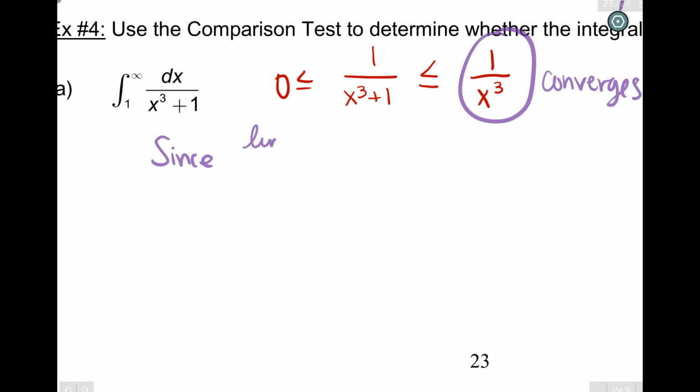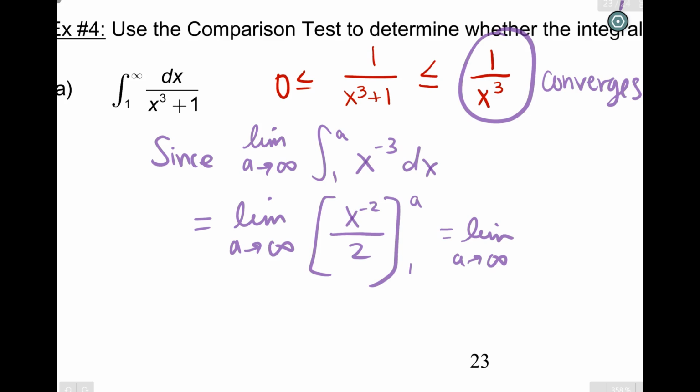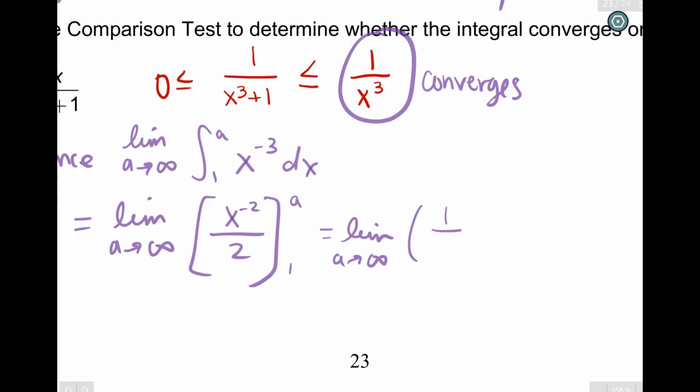So the limit as a approaches infinity of the integral from 1 to a, Danielle, you're fully correct, of x to the negative 3 dx. Since that's equal to the limit as a approaches infinity of x to the negative second over negative 2. This is just you justifying that that's true. It's exactly what Danielle said, like how it goes to infinity. This is equal to the limit as a approaches infinity of 1 over 2a squared minus 1 over 2.